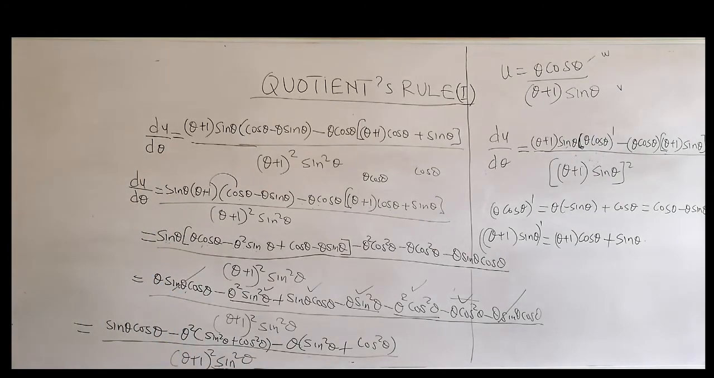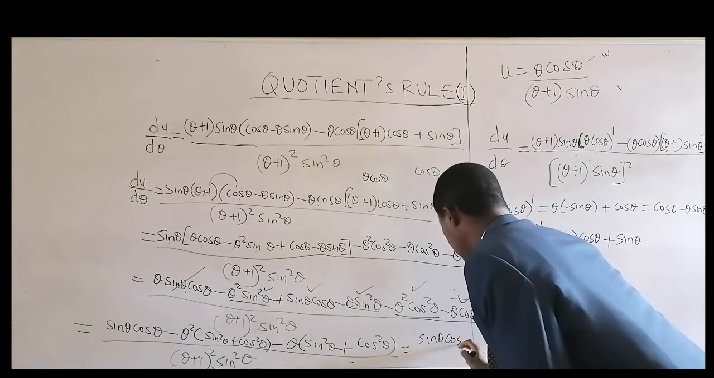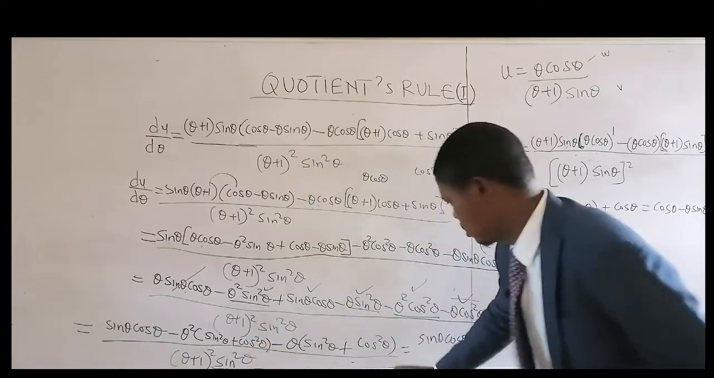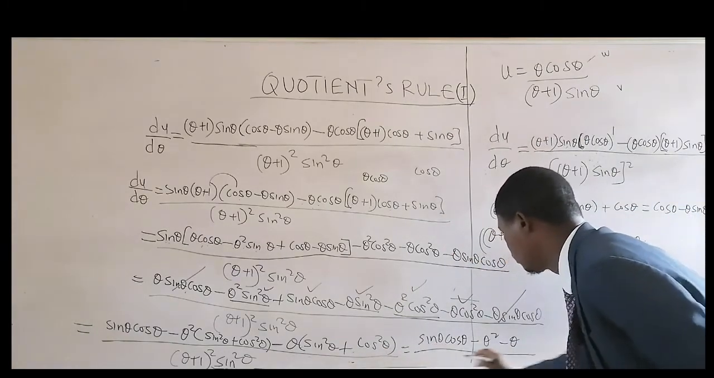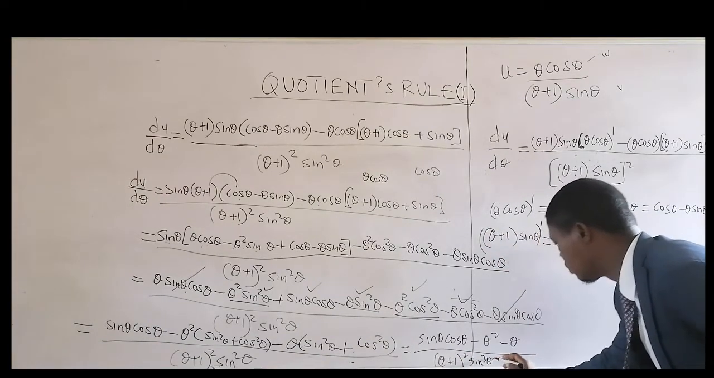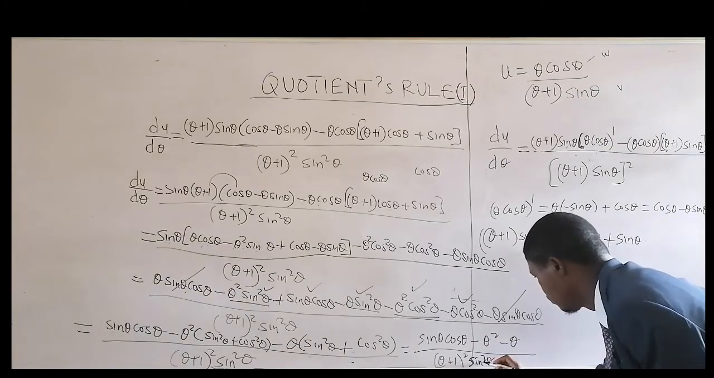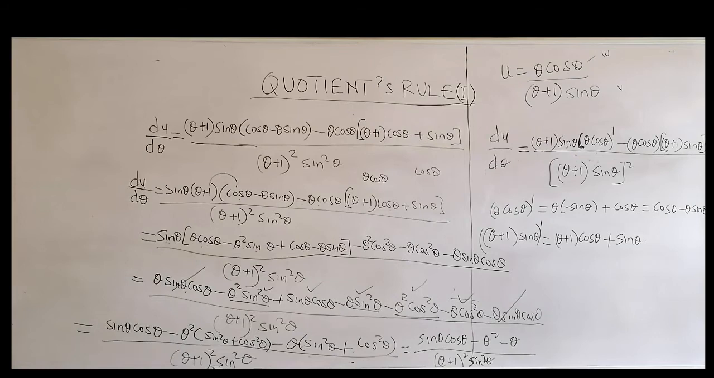Okay. So final answer will now be equal to sine theta cos theta then minus theta square, because this is 1 and this is also 1, minus theta, all over theta plus 1 square sine square theta. So that's the answer for that question.